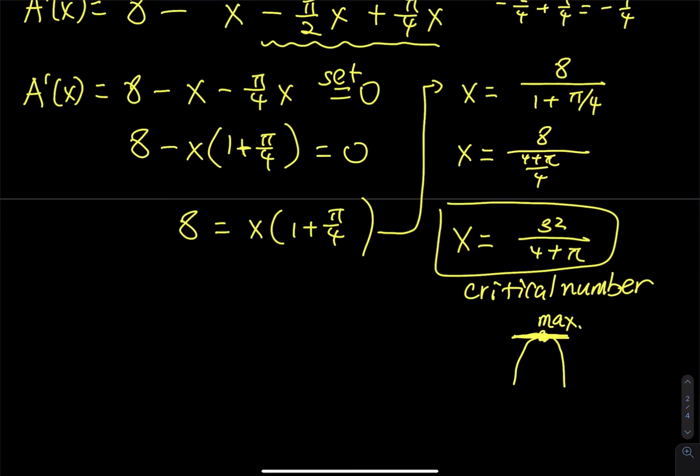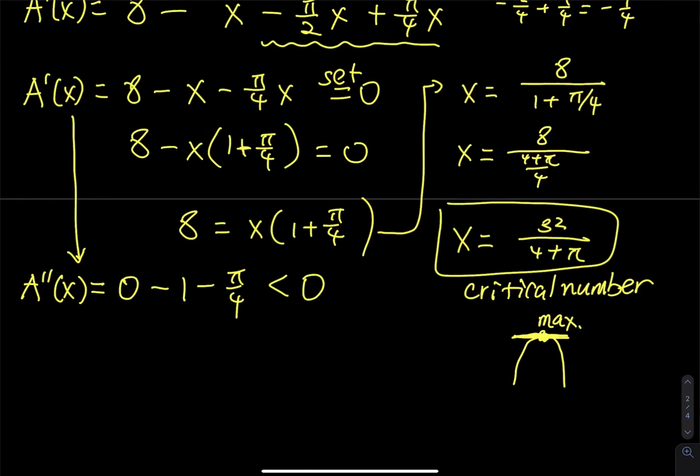So let's do the second derivative. A double prime. Usually the second derivative is easy. So it's based on what? The second derivative is based on this. We have a 0 minus 1, and then minus pi over 4. I don't need to know what this equals exactly. All I need to know is that it is negative. So negative means the function is what? It is concave down, right?